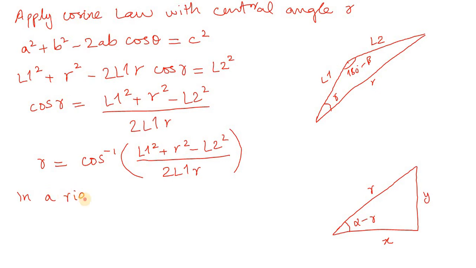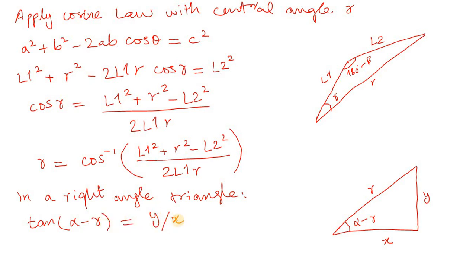So we know that in a right angle triangle, we have tangent of alpha minus gamma is equal to y over x. So from here we can calculate our alpha, which will be tangent inverse y over x plus gamma.